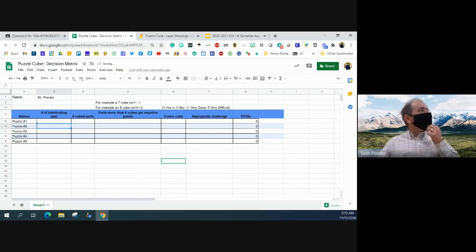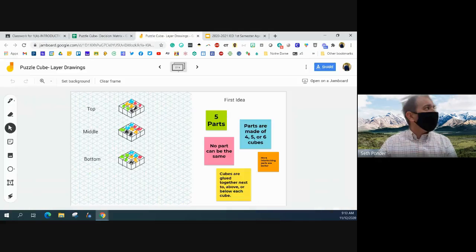And then what we are going to do is fill out this decision matrix based off of these instructions from our layer drawings. Now, many of us did the layer drawings on our Jamboard or our engineering notebook. So this is why you have to have 5 different ideas, okay?